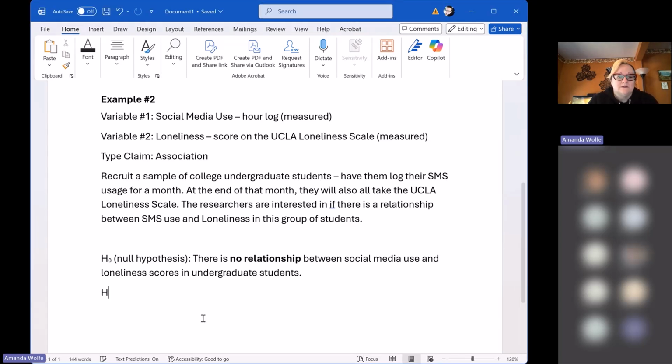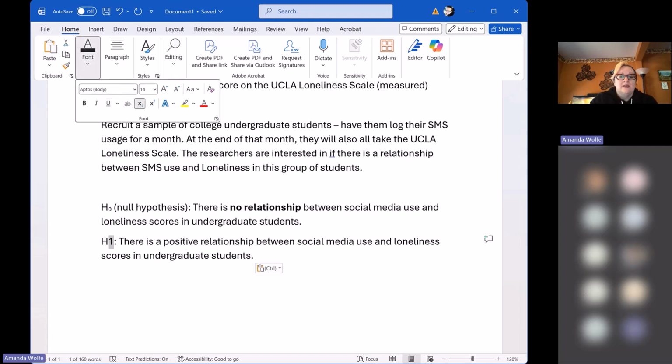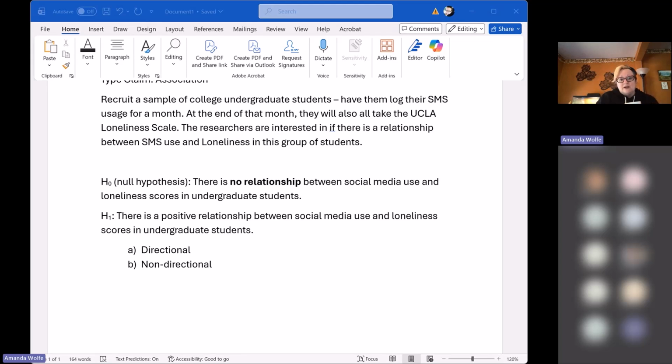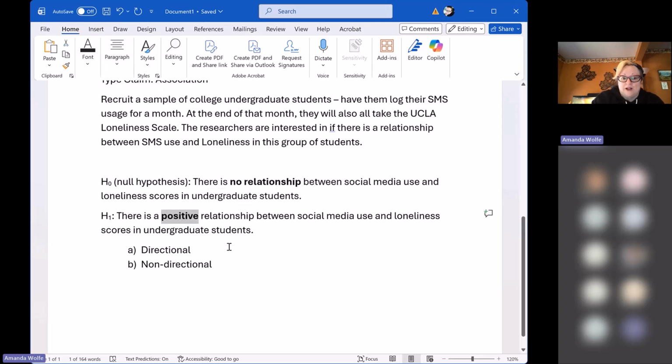Well, given the research, right, I'm going to go with there is a positive relationship between social media use and loneliness. Okay, positive relationship. So your new question then, is that a directional or non-directional hypothesis test? It's directional. What's the key word that told you it's directional rather than non-directional? Right, positive, exactly. It's directional because I've picked a specific direction.